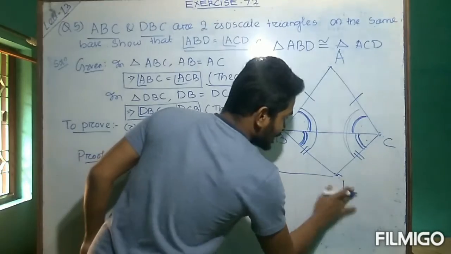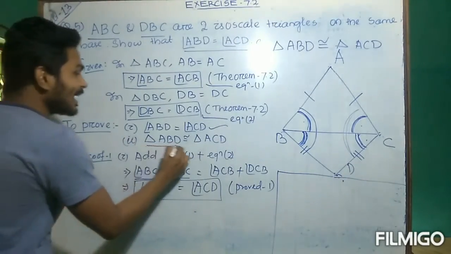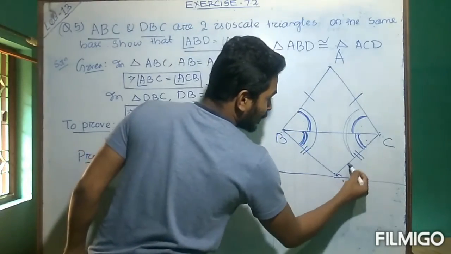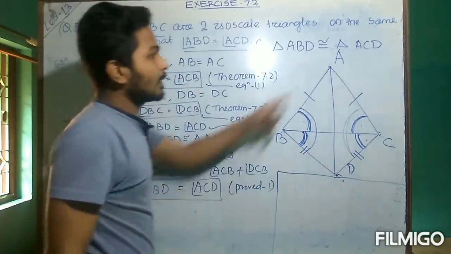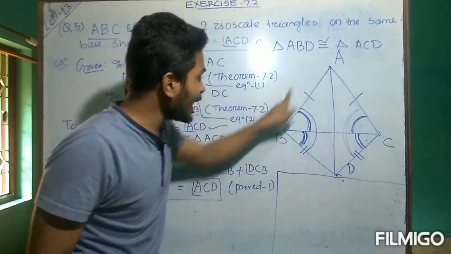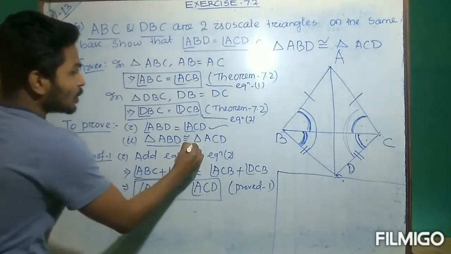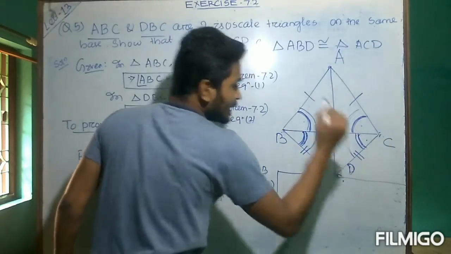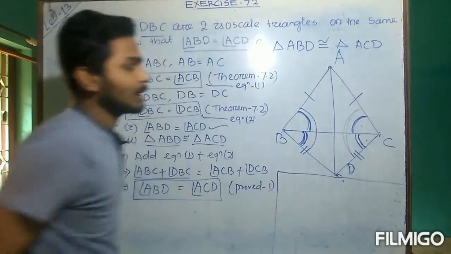So here, as you can see, we have to prove that the triangle ABD, this is the point D. In order to find the triangle, you have to join these two points AD, so that we will get triangle ABD, and it is congruent to the triangle ACD. So we have to prove that this triangle is congruent to this triangle.